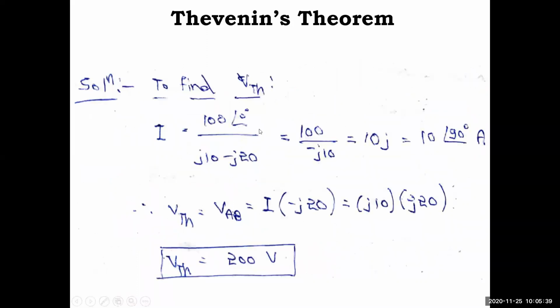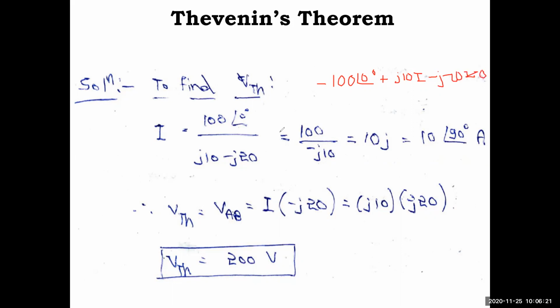Okay, so first step is to find VTH, Thevenin's equivalent voltage. This is done using KVL. Straight away I have written the expression, minus to plus, you can write any convention I told you. So which is 100 at an angle 0 degree volt. Then you have the two impedances, one J10 into I, then minus J20 into I is equal to 0.